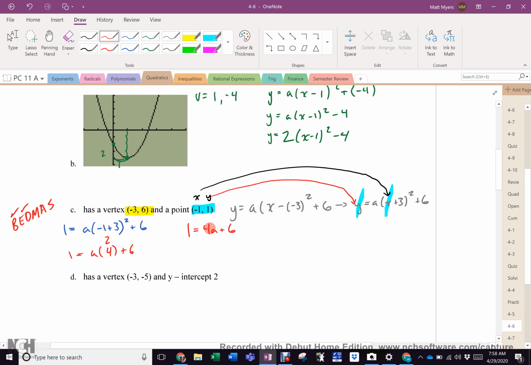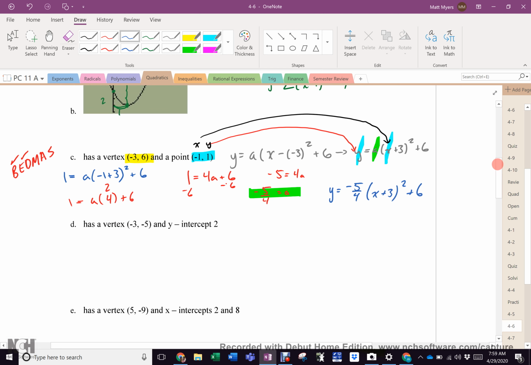And then I just solve for a. Minus 6 minus 6. Negative 5 equals 4a. A equals negative 5 fourths. And now there's a. I was missing an a. So my final answer is y equals negative 5 fourths x plus 3 squared plus 6.